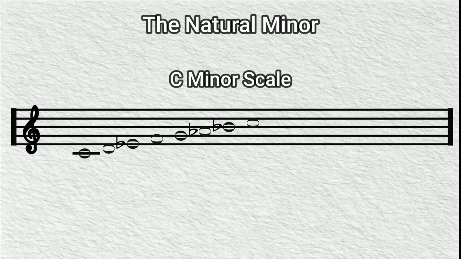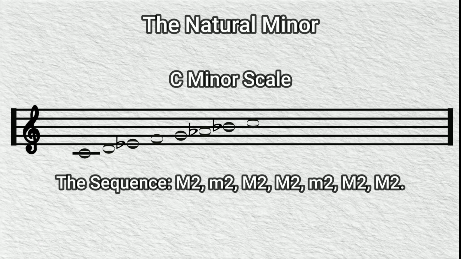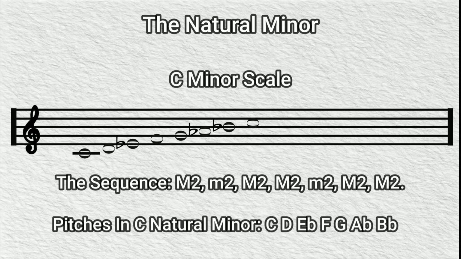The C minor version of the natural minor scale is structured like this. This creates the ascending sequence of intervals: major second, minor second, major second, major second, minor second, major second, major second. A natural minor scale starting on C would be C, D, E flat, F, G, A flat, and B flat, and it's obtained by following the same interval pattern, and that's how the natural minor sounds.